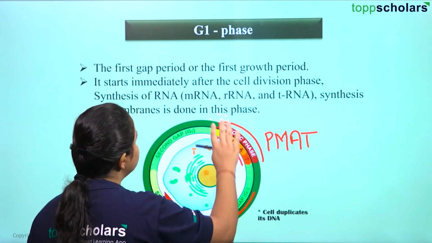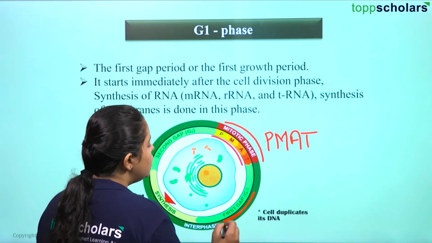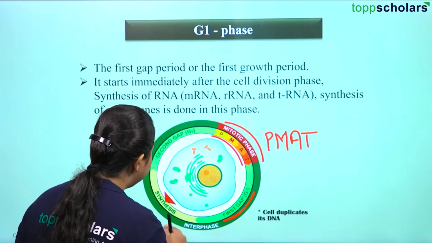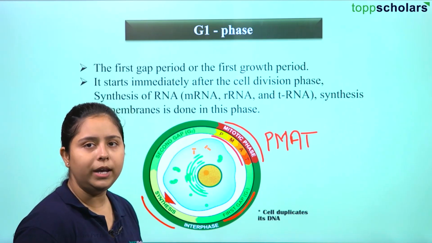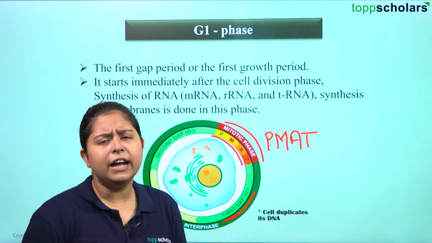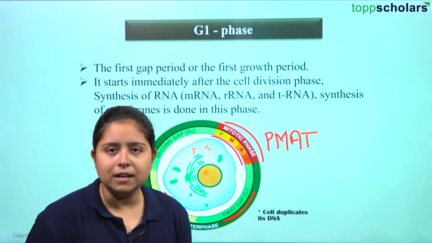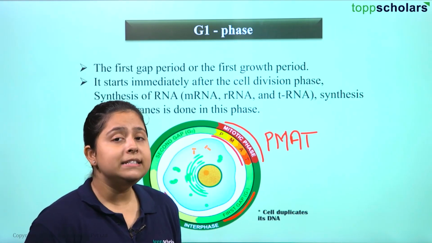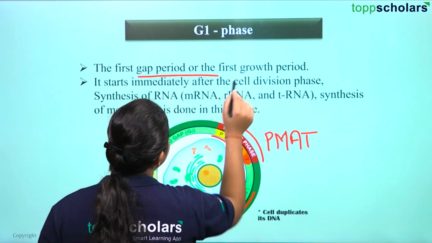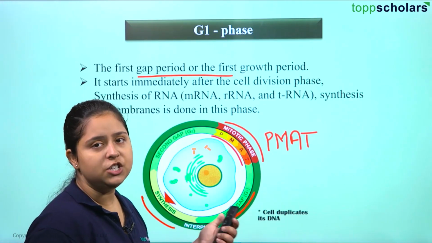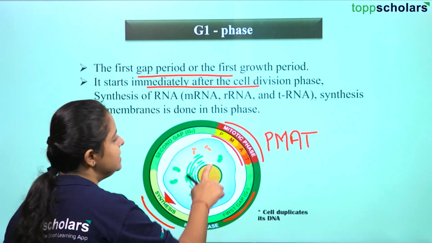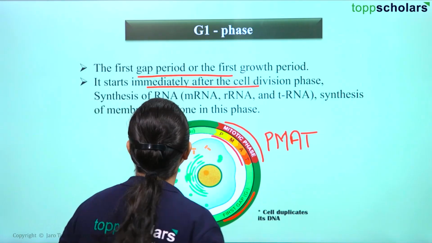Over here, we are concerned with the interphase now. So, this first gap phase is just after mitotic phase and after this we have the S phase. Remember this sequence as well because in your examinations, sometimes only this sequence can also be asked. So what are the events that are undergone in gap 1 or G1? Let us see. The first gap period or the first growth period is the G1 phase, as we have just said. It starts immediately after the cell division phase, that is M phase.